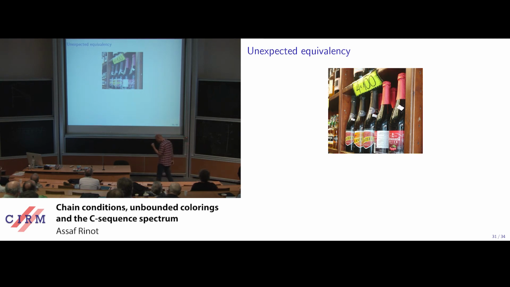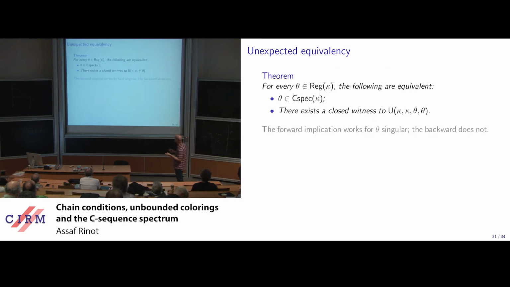But we are getting something which is quite unexpected. And I'm not talking about the fact that the prices are given in binary system. I'm talking about the fact that we are led to discuss chi of kappa because we were looking at omega powers. But it turns out that the spectrum also captures higher colors, not just omega. So we have this equivalence. For every regular cardinal theta, theta will show up in the spectrum if and only if there is a closed witness to U kappa kappa theta theta. So we really defined all of this just because we cared about U kappa kappa omega and this extra parameter, but it turns out that they come together.